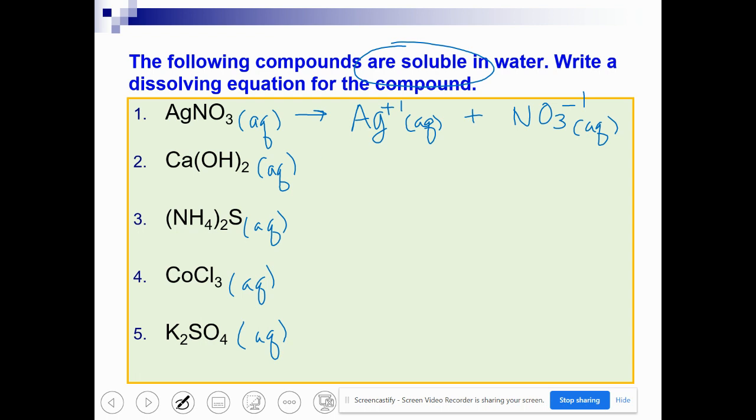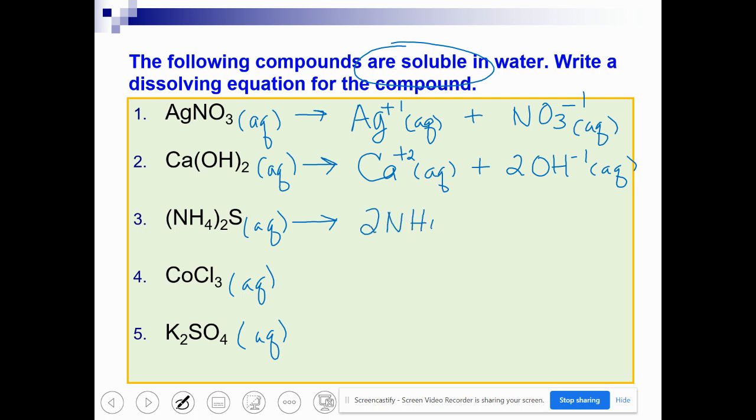So let's try a few others. In the next one, we're going to get calcium ions, and we're going to get 2 hydroxide ions. Hydroxide ions also, that's a group. Keep it together. In the next one, we're going to get 2 ammonium ions and 1 sulfide ion.